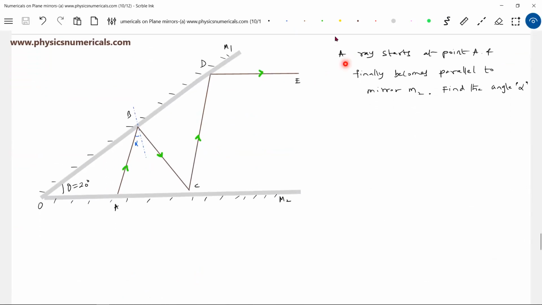A ray starts at point A and finally becomes parallel to the mirror M. Find the angle alpha. So there's a normal. I will indicate the normals at several points. So there's a normal. There's a normal. It's asking for the angle of incidence, alpha.